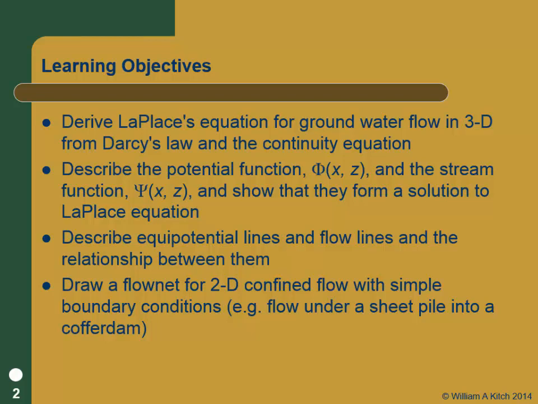I say that you need to draw a flow net for 2D confined flow with the boundary conditions, but what I really want you to do is be able to, given a flow net, interpret it. Drawing flow nets is a tedious process which we don't do much anymore because we have nice numerical solutions that do it very easily for us. But having a flow net is a really good way to interpret the information. So you need to be able to interpret a flow net, use the flow net.